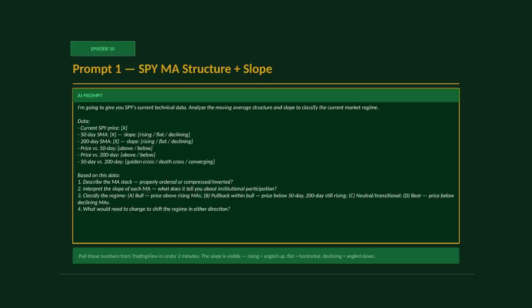I'm going to give you SPY's current technical data. Analyze the moving average structure and slope to classify the current market regime. Current SPY price: your number here. 50-day SMA: your number, slope: rising, flat, or declining. 200-day SMA: your number, slope: rising, flat, or declining. Price versus 50-day: above or below. Price versus 200-day: above or below. 50-day versus 200-day: golden cross, death cross, or converging.